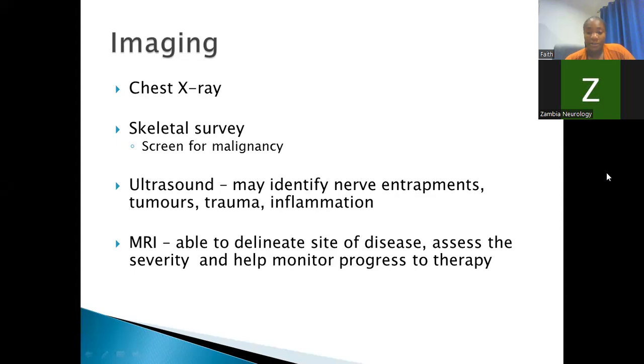And you can actually further do an MRI, and this can help to delineate the site of the disease, to assess the severity, and help monitor progress to therapy.